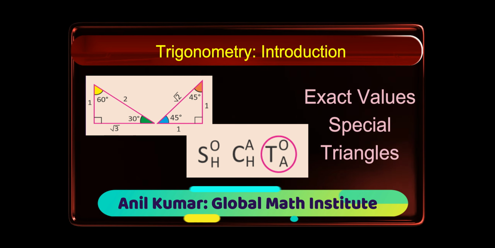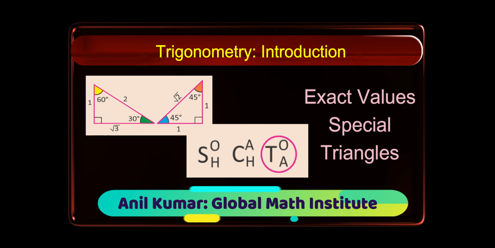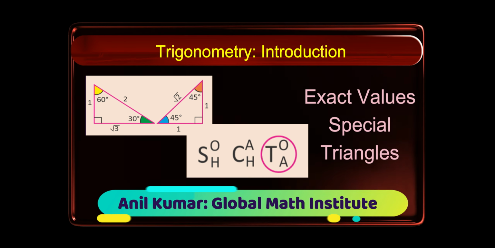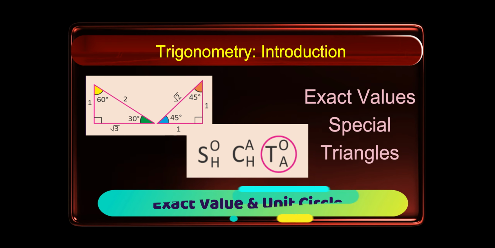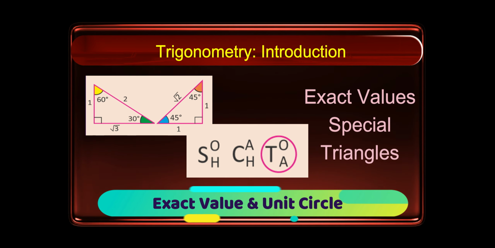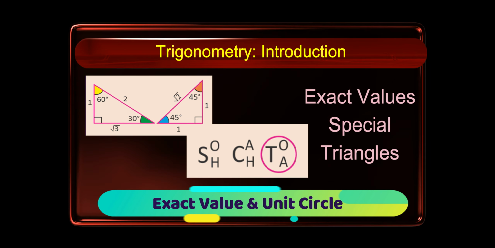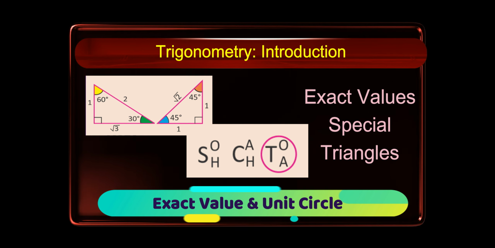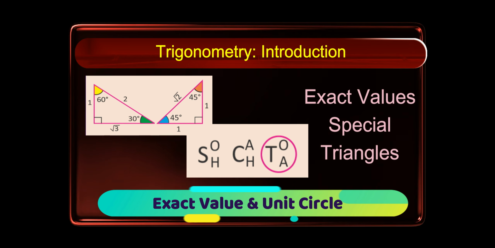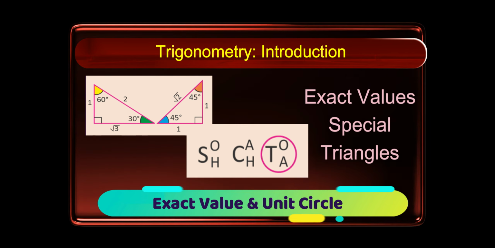In this video, we'll consider how do we find the exact values of trigonometric ratios. We'll use the special angle triangles for the same. We'll also see the application of unit circle to find values of trigonometric ratios for different angles.